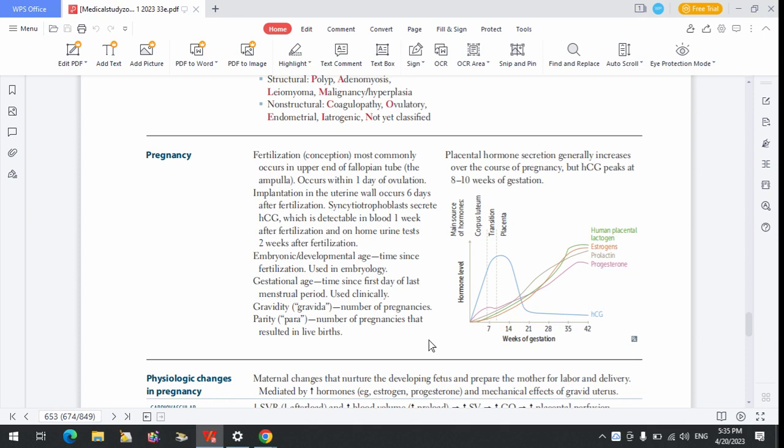So what produces the HPL and prolactin in the beginning? Is it still the placenta? Yes, those are not being touched by the corpus luteum. It is the placenta that is producing them right from onset.